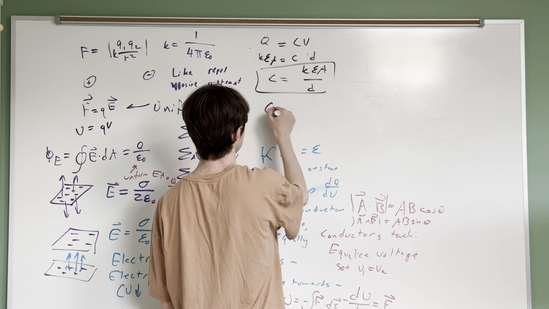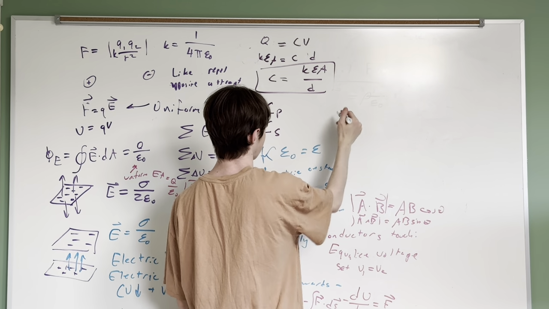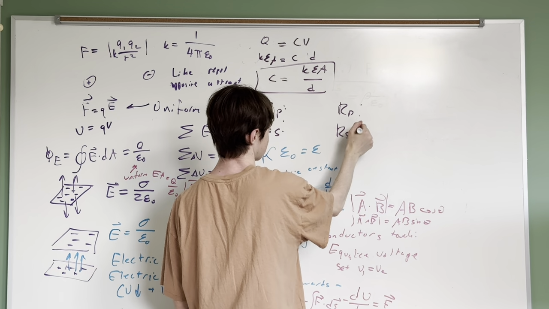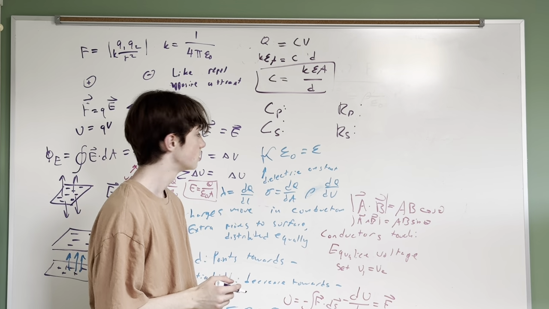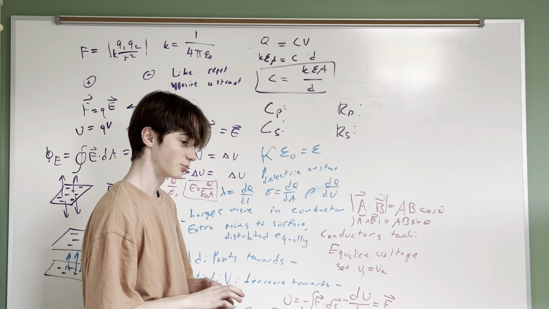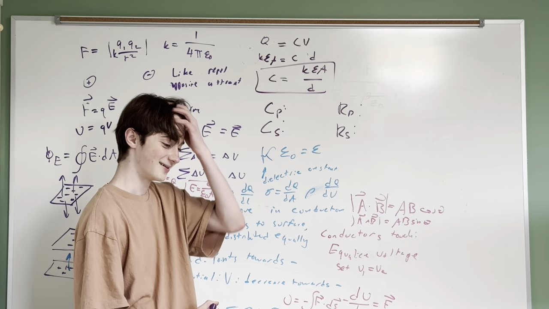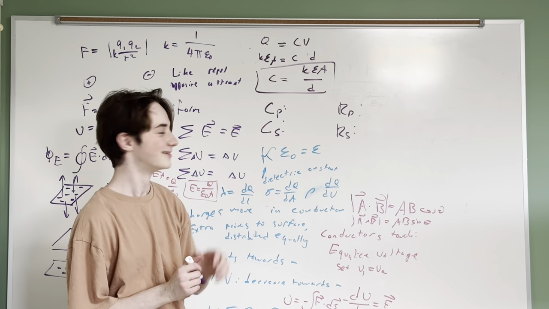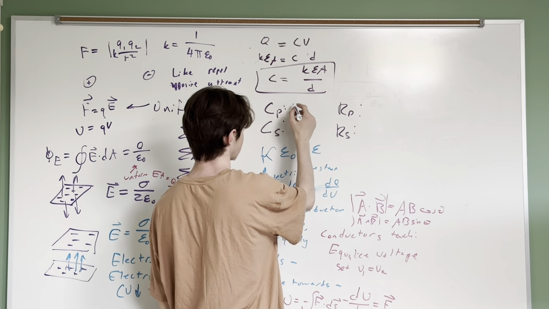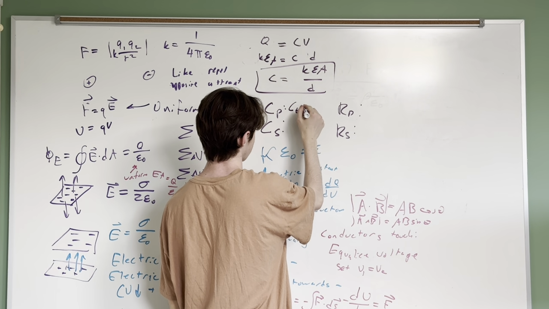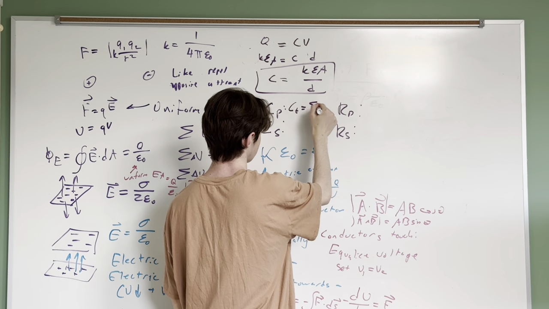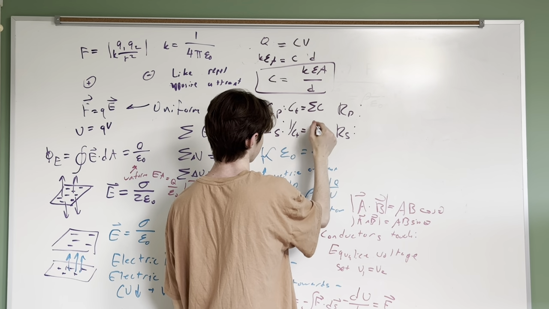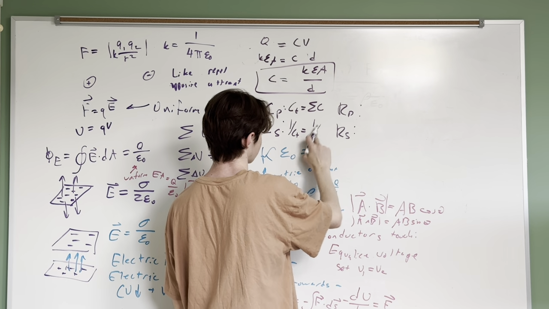Capacitors in parallel. Resistors in parallel, resistors in series. For parallel, it's just like making a bigger parallel plate capacitor, so you just add them up. Add them up, exactly. And then for the other one, it's 1 over the sum of 1 over these.